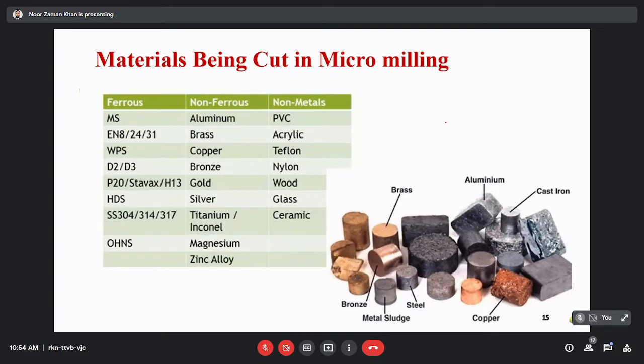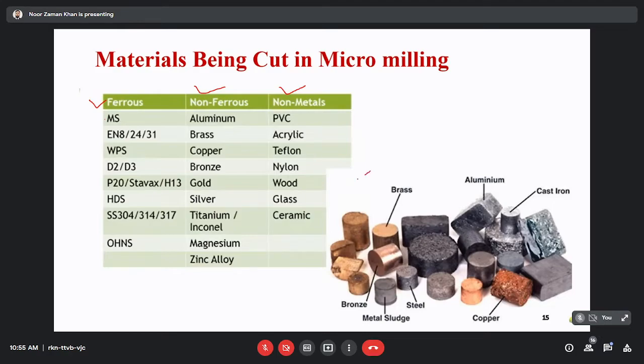So, what are the various materials which are being machined by micro milling or micro machining processes? If you talk about ferrous materials, it includes mild steel, EN grade steel, hot die steel, or SS of different grades, etc. If you talk about non-ferrous materials, aluminum and alloys, brass, copper, bronze, gold, silver, various titanium, super alloys, Inconel, nickel-based alloys, and magnesium or zinc alloys, etc. And micro machining is also highly used for machining non-metals, such as PVC, acrylic, Teflon, nylon, wood, glass, and ceramic, etc.